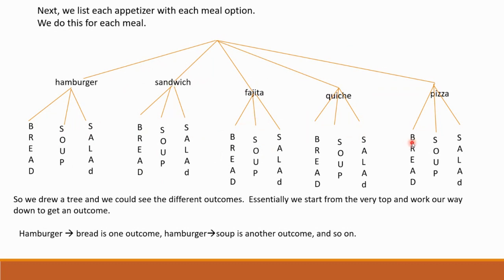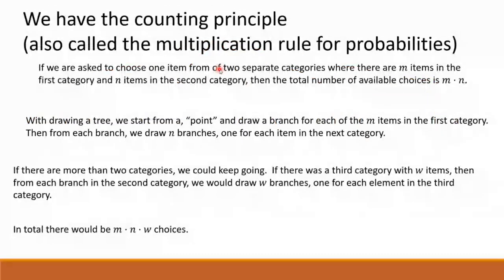Now, as I said before, what's really more important is just knowing how many possible outcomes there are. And you can actually obtain that without drawing a tree or a table or anything like this. We have what's called the counting principle. Some sources call this the multiplication rule. The book says it's called the multiplication rule for probabilities.